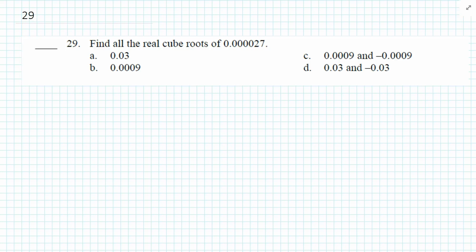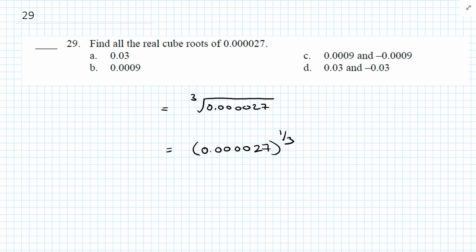Algebra 2, final review. Question number 29. Find all the real cube roots of 0.000027. Okay, let's look at the cube root real quick. It's going to be the cube root of 0.000027. We could also rewrite this as 0.000027 to the 1/3 power. And the reason I'm going to write that is because we're going to do it in our calculator.